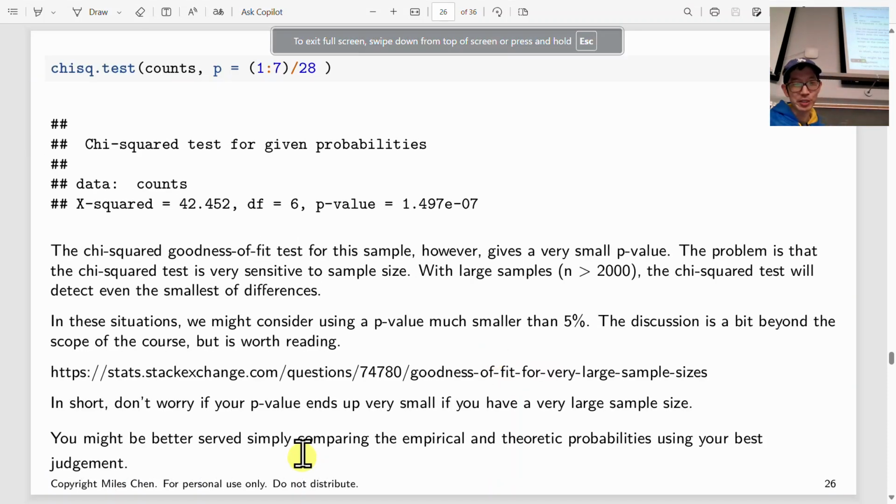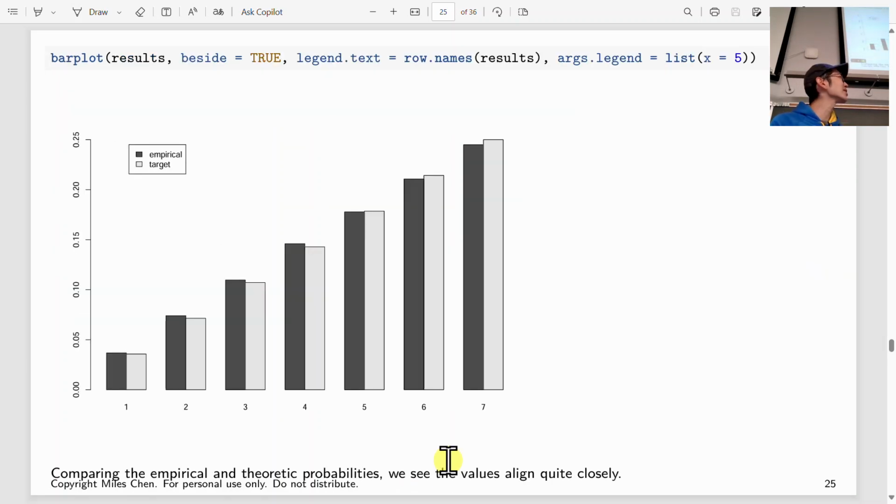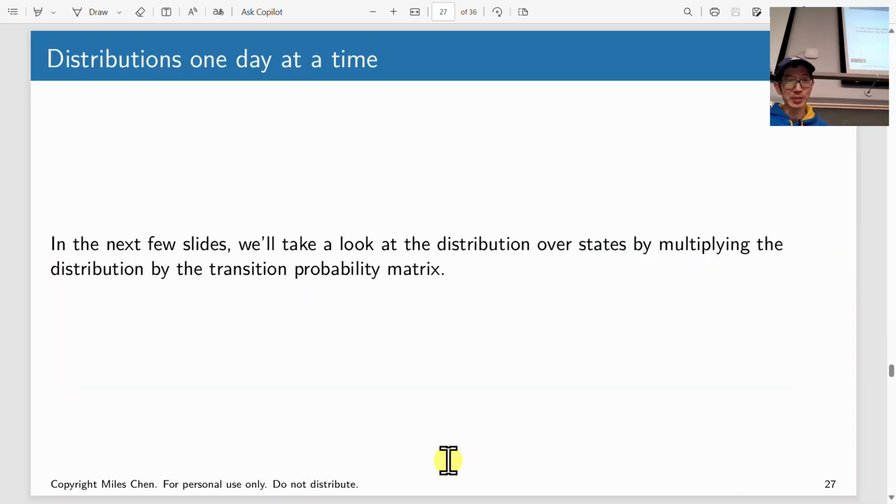So anyway, you might be better served by just comparing the empirical and theoretical probabilities using your best judgment. And I'd say, yeah, it looks pretty good. I don't know.